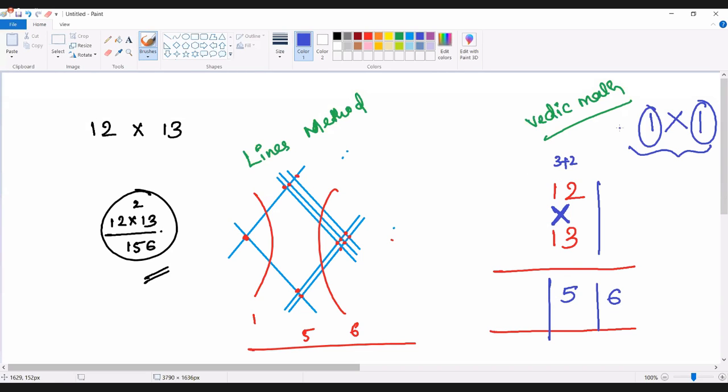Then again I is indicating the product of your tens digit. 1 into 1 is giving a result as 1. So finally your resultant is going to be 156. So like that we can find out the product of the number.